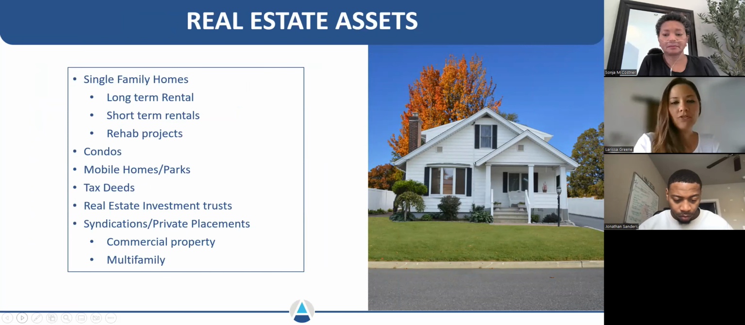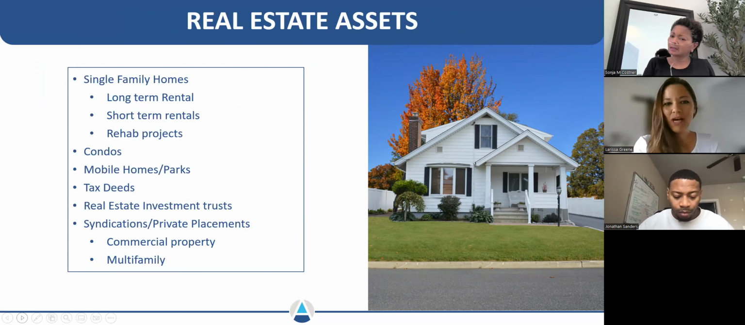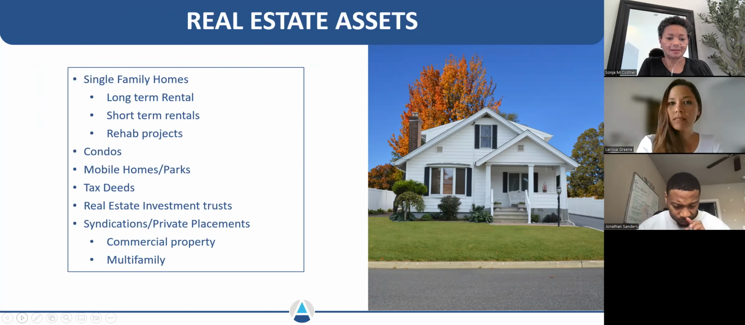But the idea, again, is that real estate in many forms can be invested in through an IRA account, long-term and short-term rentals. You can do rehab projects. You don't have to buy single-family homes. They can be condos, mobile homes, or even mobile home parks, for example. Tax liens and deeds we talked about, real estate investment trusts, and I know sometimes REITs, as they're termed, are considered publicly traded. So Advanta would hold the ones that are private. As well as syndications and private placements. And those could be real estate based, but they don't have to be.